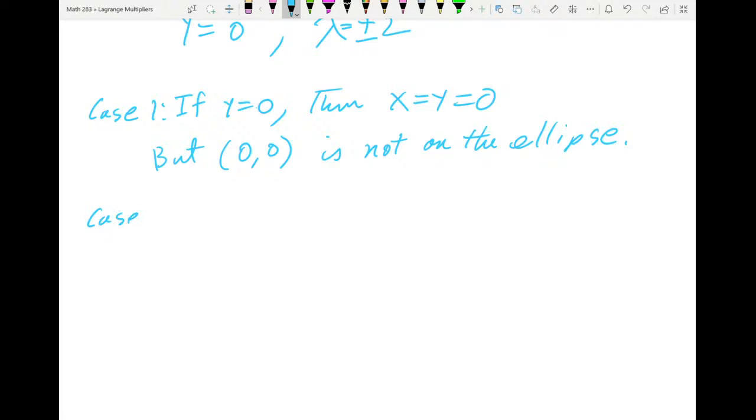Case 2. If y is not equal to 0, this implies lambda equals plus or minus 2, and x equals what? Plus or minus 2y.